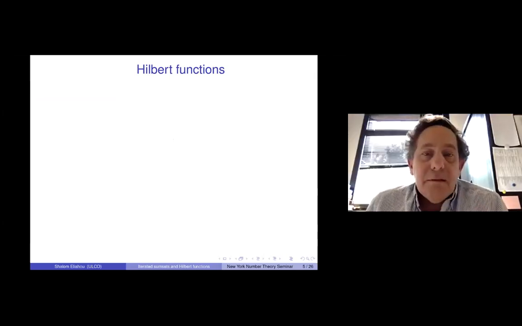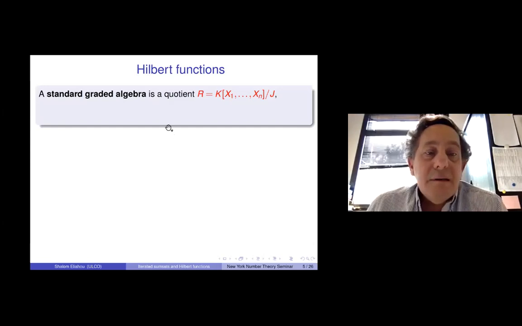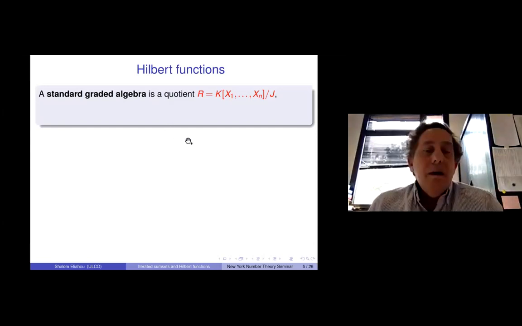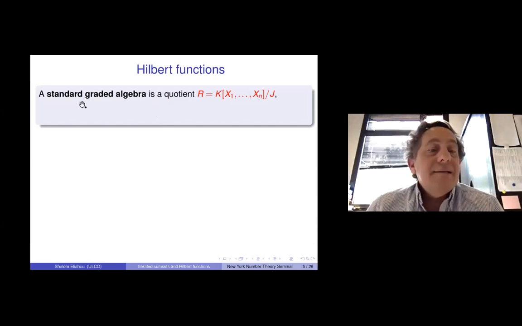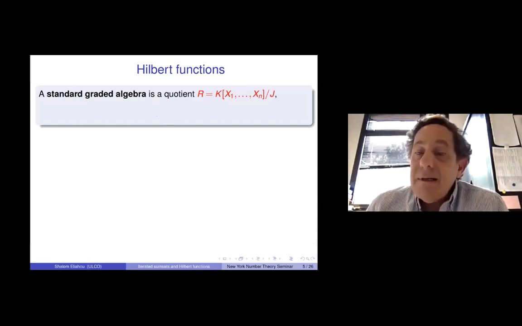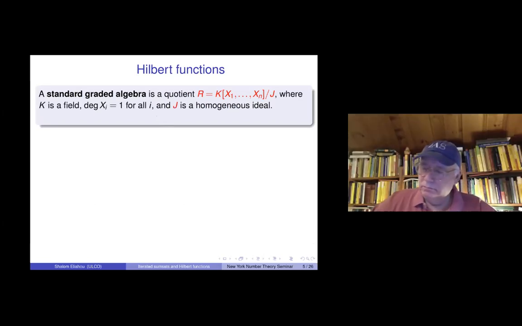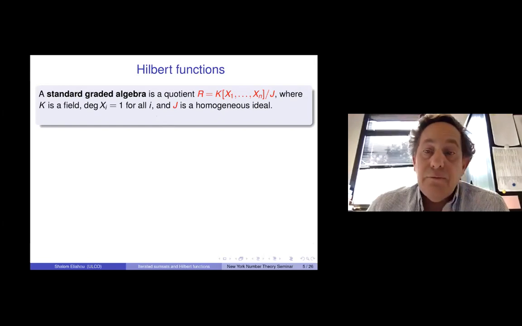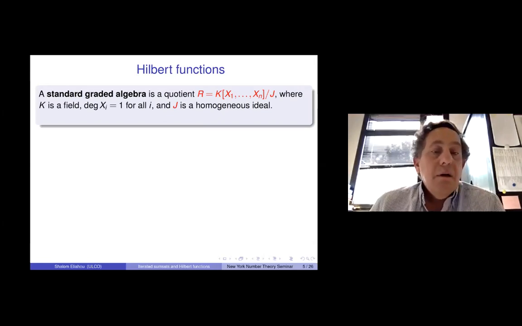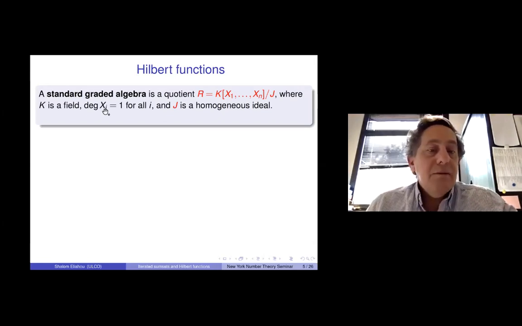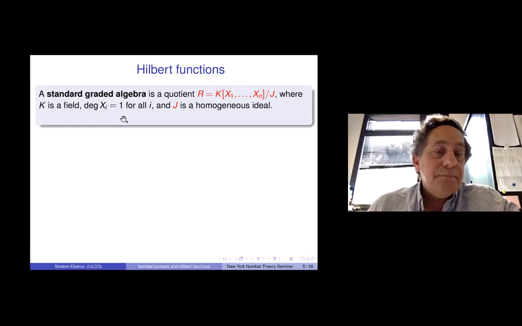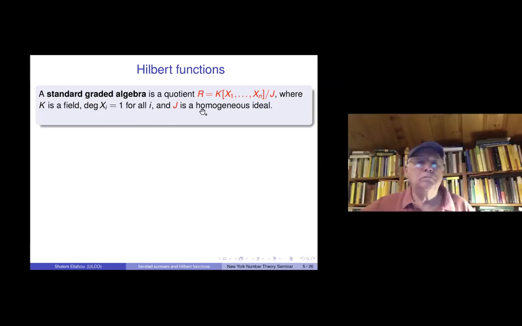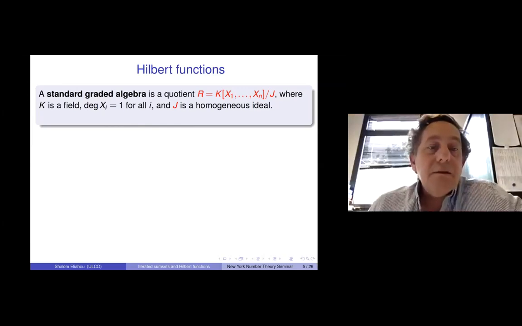So what are those Hilbert functions? So first of all, what is a standard graded algebra? Well, it's a graded algebra, and standard means the following. It's finitely generated over a field K, and in fact, it's the quotient of the polynomial algebra over K with n variables, where the grading is standard, namely the degree of the variables is 1, and J is a homogeneous ideal. So that's a standard graded algebra.